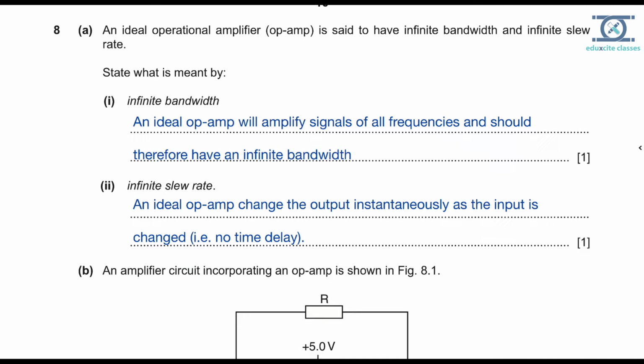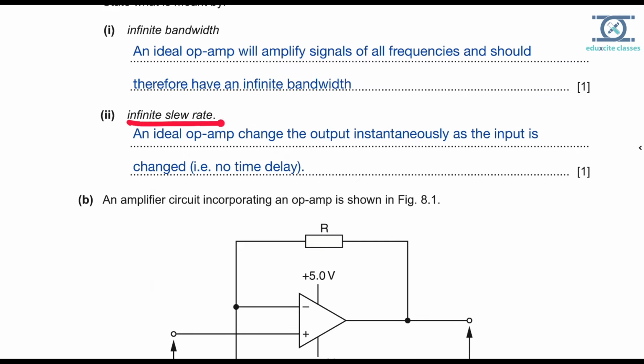In a practical situation it is not possible, but we suggest that an ideal op-amp should have these characteristics. Infinite slew rate means an ideal op-amp changes the output instantaneously as the input is changed. That is, there should be no time delay. So these are the keywords: amplify signals of all frequencies, and change the output instantaneously as the input is changed, or no time delay. This is 1 mark each.